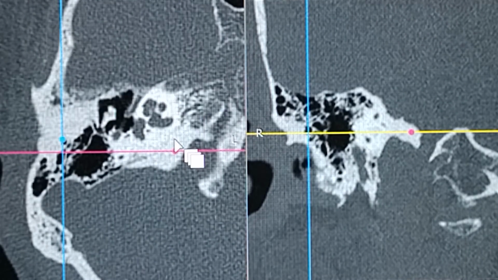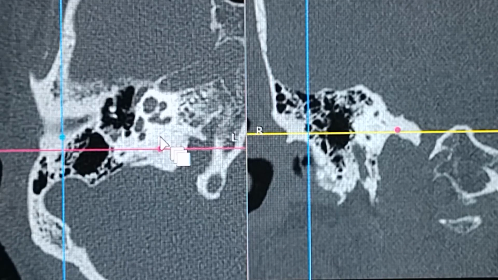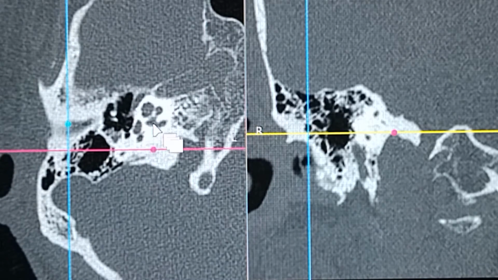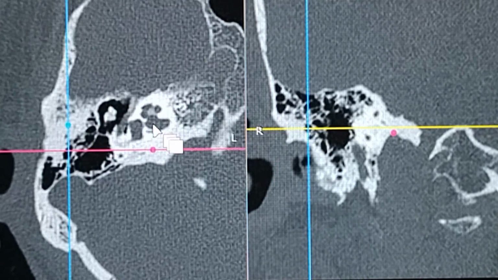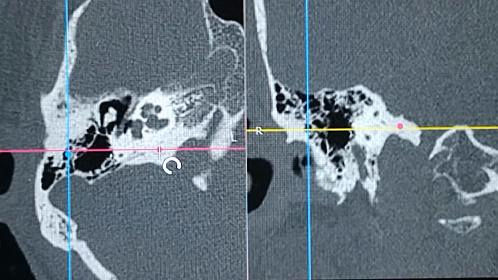So let's find the cochlear nerve. As I told you some time back, let me zoom out a little bit. This is the proper modiolus of the cochlea, and this narrowing over here is the cochlear aperture. Now this is the IAC. Now let me show you the IAC.